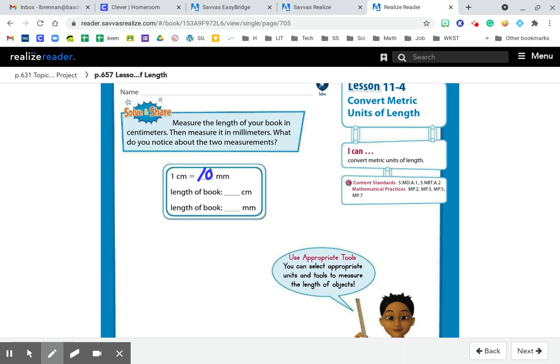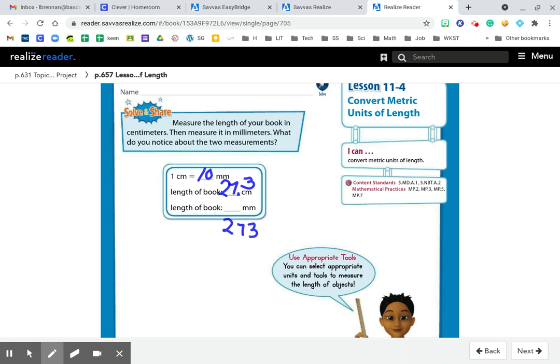And your book might be, let's see, if you use your regular math book, your math book will have a length of, you want to make sure you're using the metric side of your ruler, it'll have a length of 27.3 centimeters. And in millimeters, that would be 273.